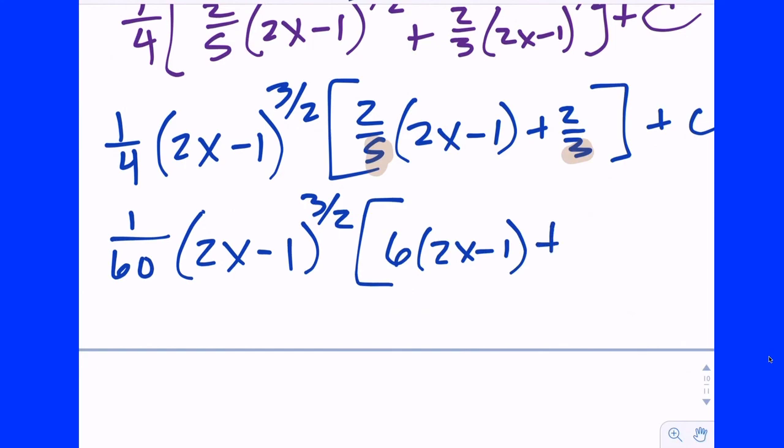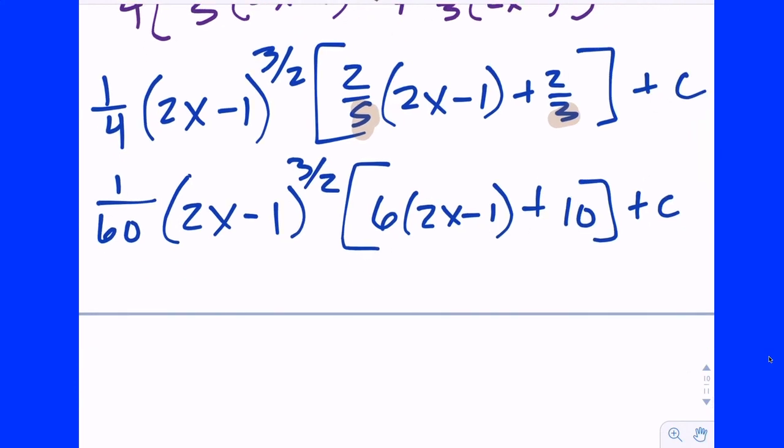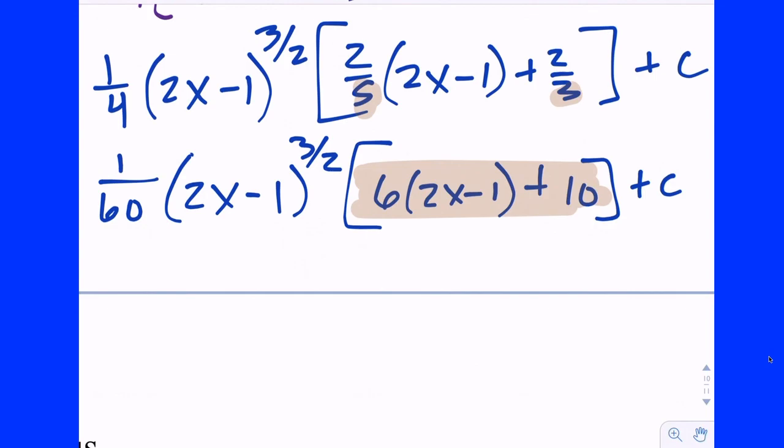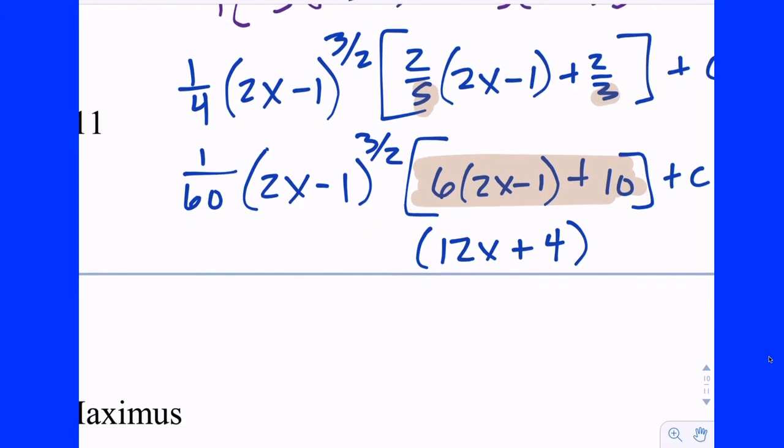Plus, factoring out a 1/15 from 2/3 is the same as 2/3 divided by 1/15, which is 2/3 times 15. 15/3 is 5 times 2 is 10. And what that allows you to do essentially is have a relatively nice little polynomial in there. That simplifies to 12x, and then minus 6 plus 10 makes it plus 4. And now you can factor out a 4.